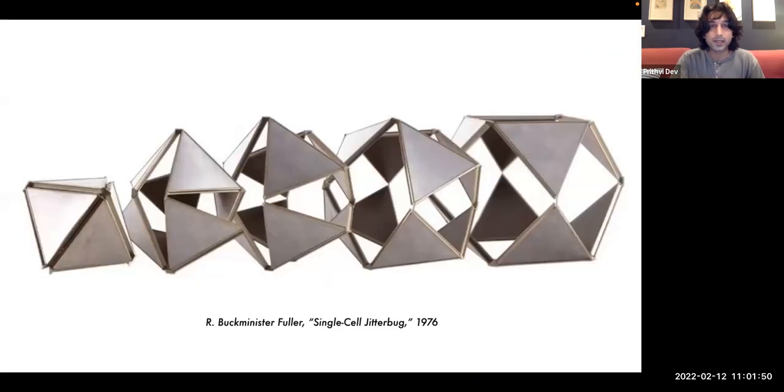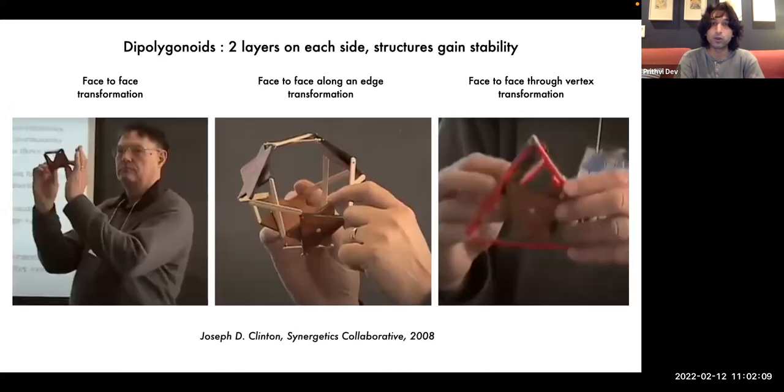And then, of course, because that's just a wireframe structure, Bucky, and I guess Duncan, Stewart, and Joe then put faces on the triangular sides of the jitterbug and made this other single cell jitterbug piece in 1976, which Joe then put two faces on each side, which gave the structure stability. And he also explored face-to-face transformations, face-to-face along an edge transformation. These are all the tetrahedral jitterbugs. And then face-to-face through a vertex transformation.